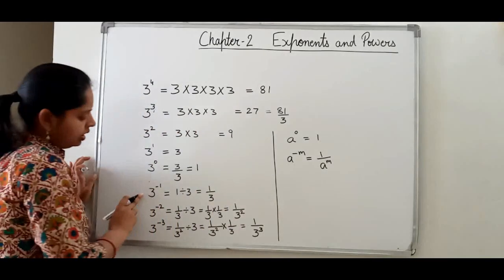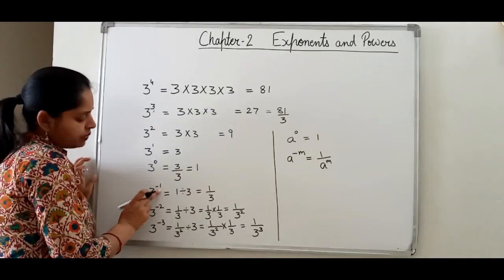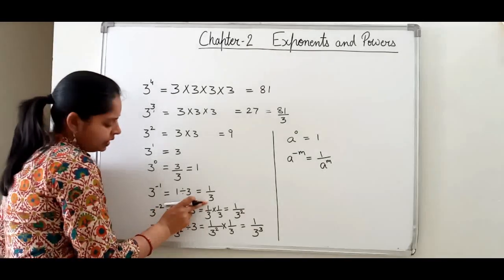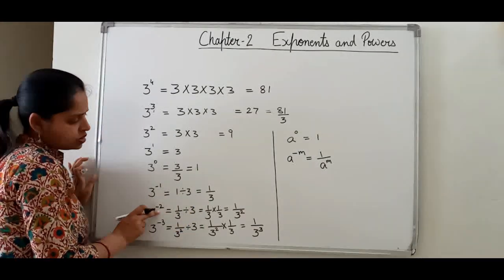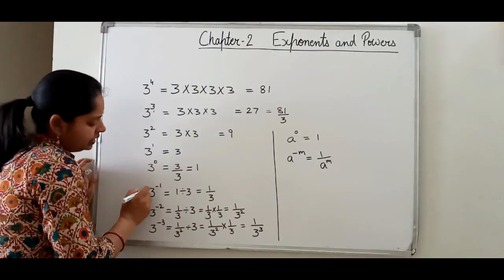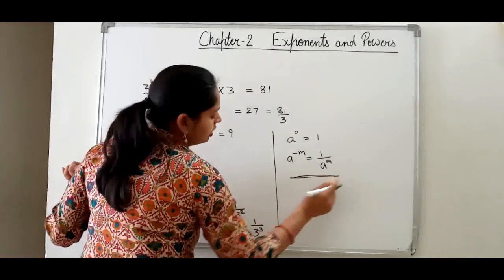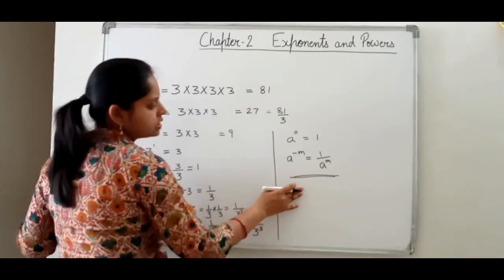As you can see here, 3 to the power minus 1 is equal to 1 upon 3, because the power is minus 1, so only 1 time 3 is there. When the power is minus 2, then 1 upon 3 to the power 2 is there. So by these 3 examples we can conclude these two theorems or these two conditions that we are going to follow.